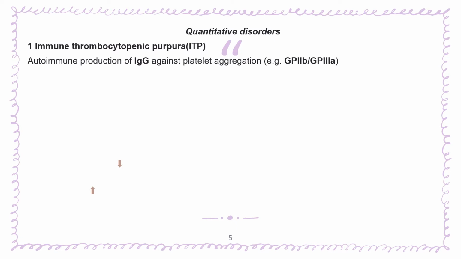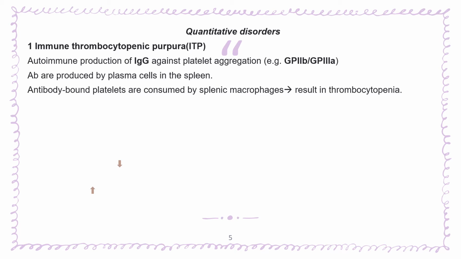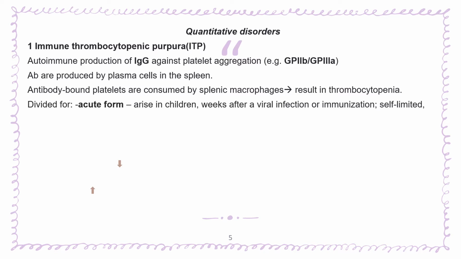So let's talk now about quantitative disorders of the primary hemostasis. Immune thrombocytopenic purpura is one of them. It's autoimmune production of immunoglobulin G against platelet antigens, for example GP2B, GP3A. Antibodies are produced by plasma cells in the spleen. Antibody-bound platelets are consumed by splenic macrophages, resulting in thrombocytopenia. Divided into the acute form, arising in children weeks after a viral infection or immunization. Self-limited, resolving within weeks of presentation.